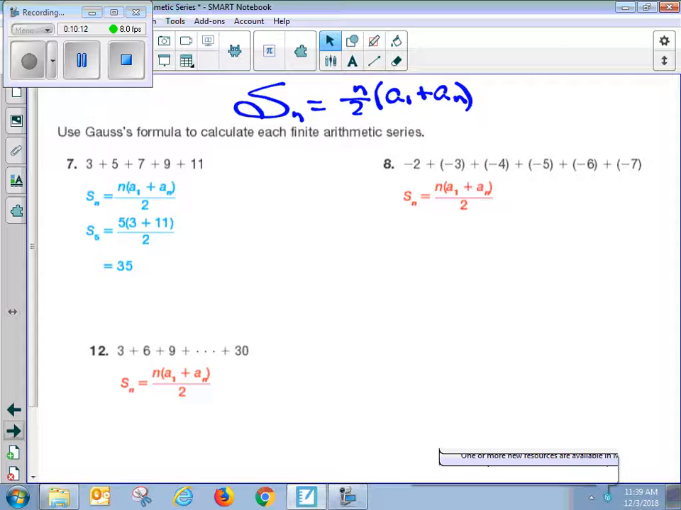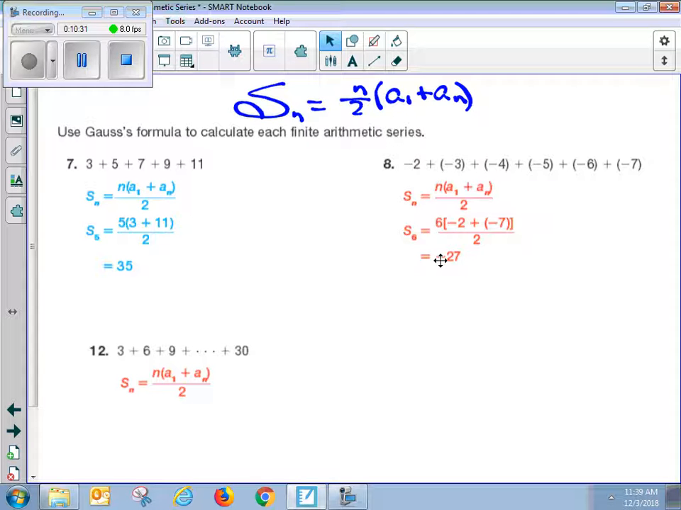Answer, anyone? -27. Question? Uh-huh. The subscript or the 6? No, no, no. It's the number of terms that are there.